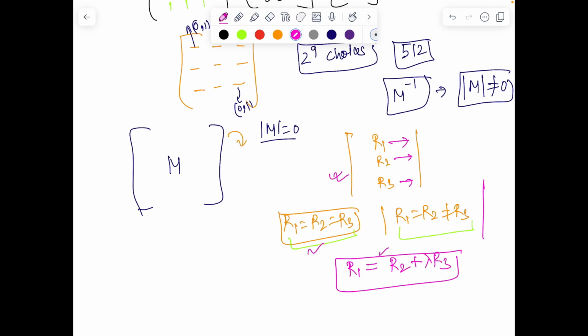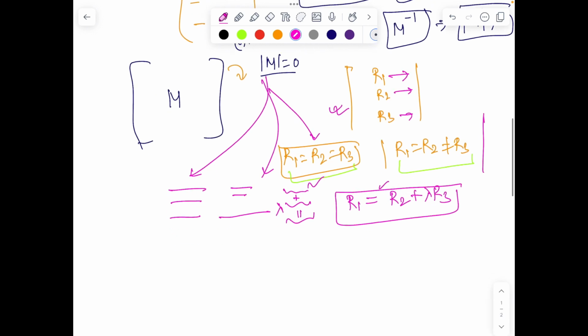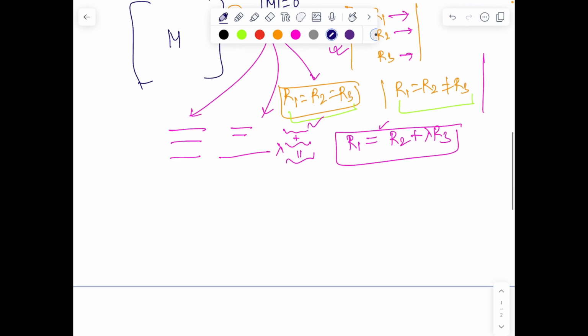Is there any other possibility? Of course no. So for the determinant of M to be 0, for a 3 cross 3, we can have 3 fundamental possibilities. Either all the 3 rows are equal, or 2 of them are equal and the third is not equal, or all 3 are distinct, but the third one can be written as a linear combination of the first 2. Equipped with these ideas, let's approach the problem by case making.